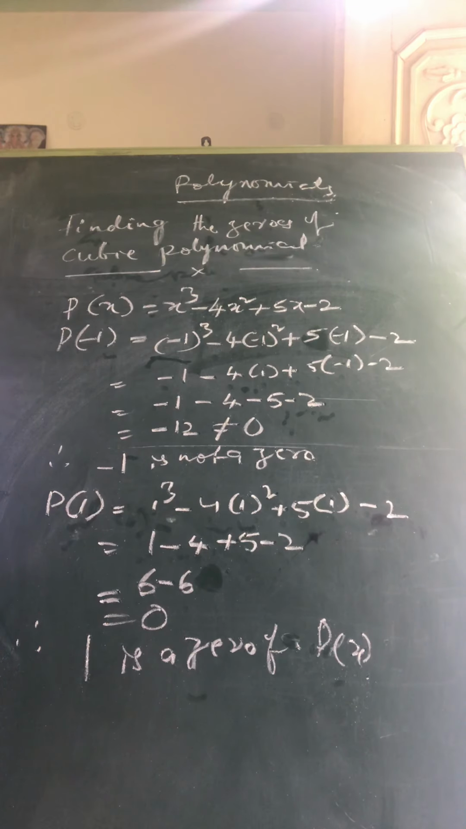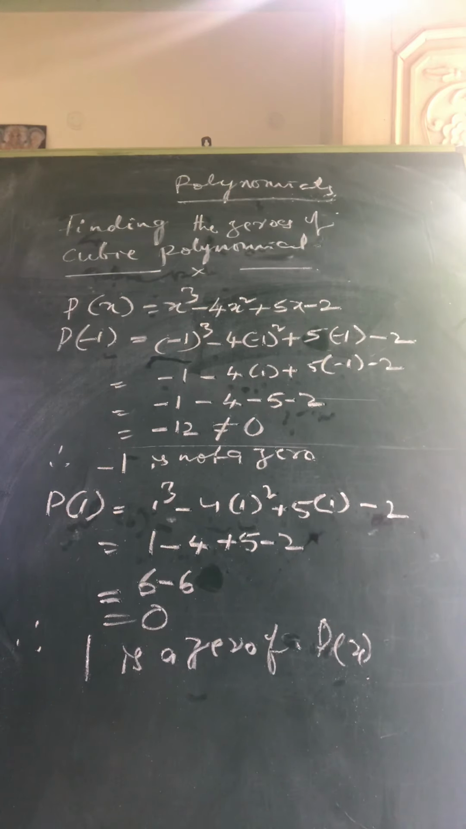Good morning, children. In the last class, we discussed the zeros of a quadratic polynomial and the verification of the zeros and coefficients of a quadratic polynomial. And now we are going to learn how to find the zeros of a cubic polynomial and also the relation between the zeros and coefficients of the cubic polynomial.